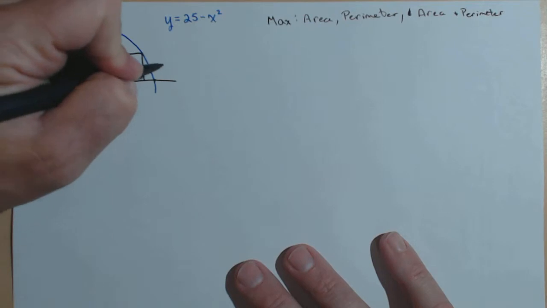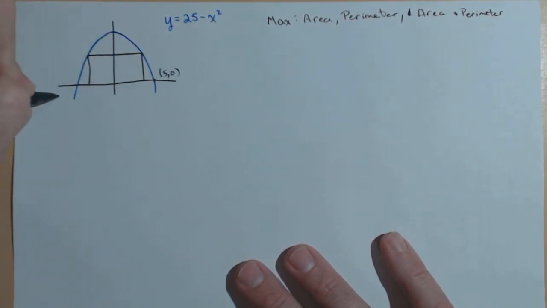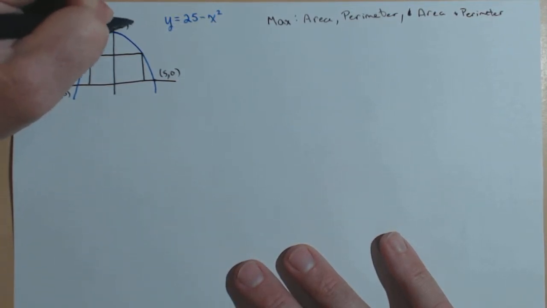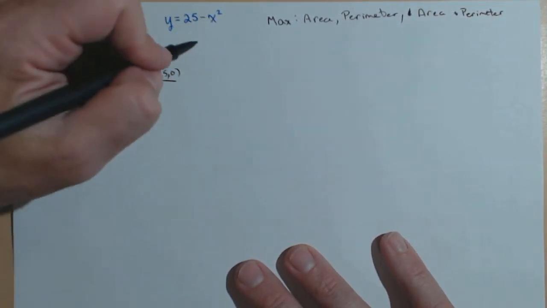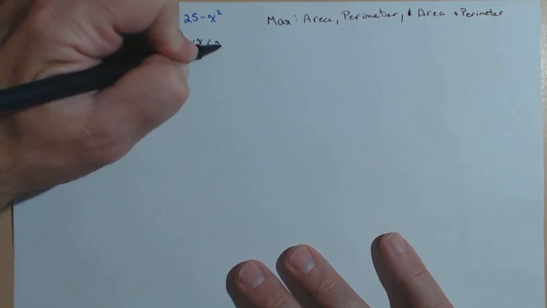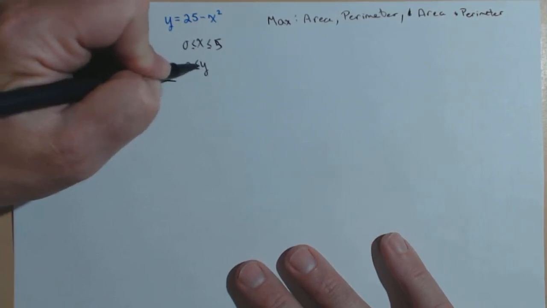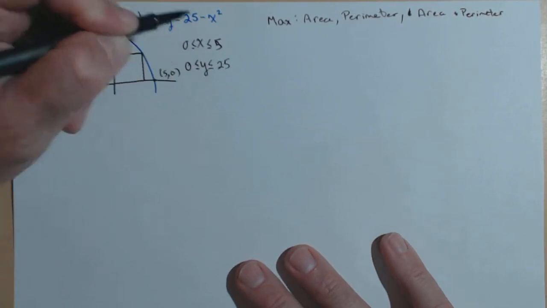So we know that this point here is going to be (5, 0). This point here is going to be (-5, 0). This point here is going to be (0, 25). So that tells us that x is going to be in between 0 and 5, and y is going to be in between 0 and 25.